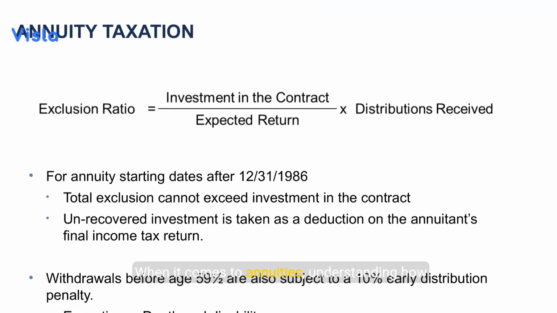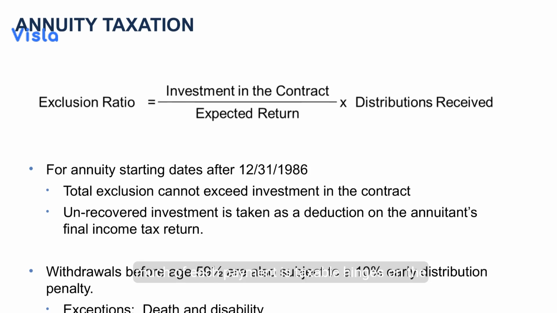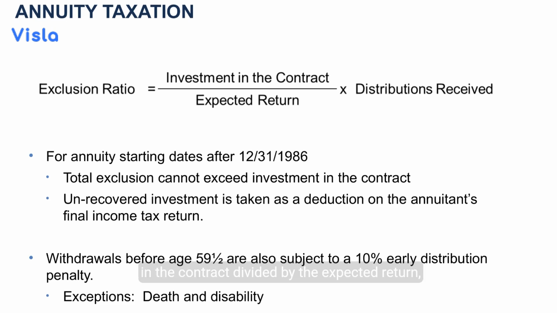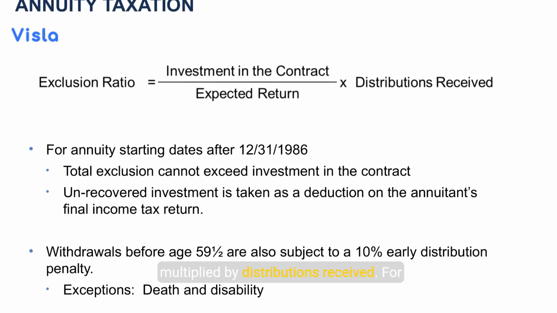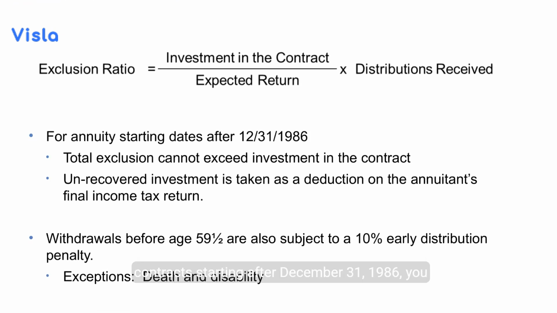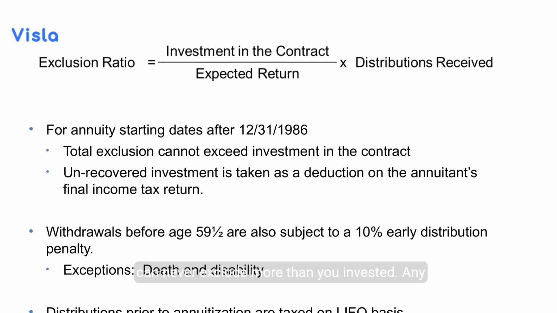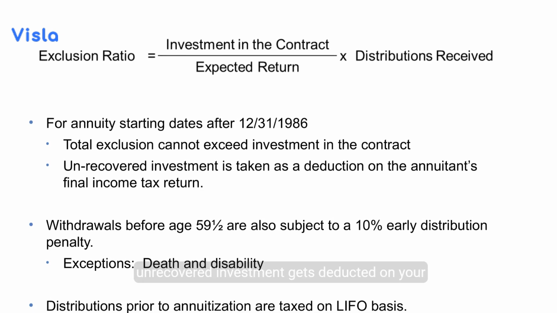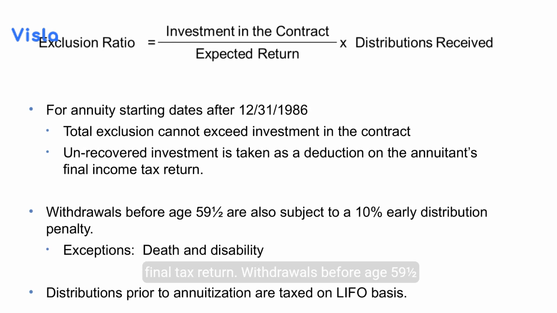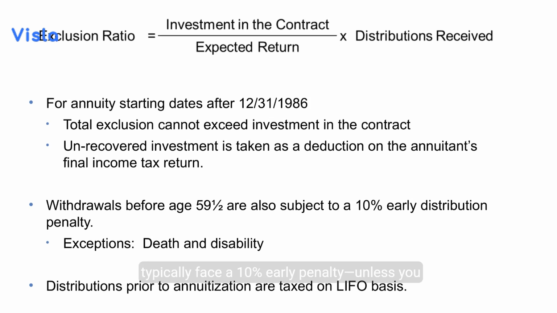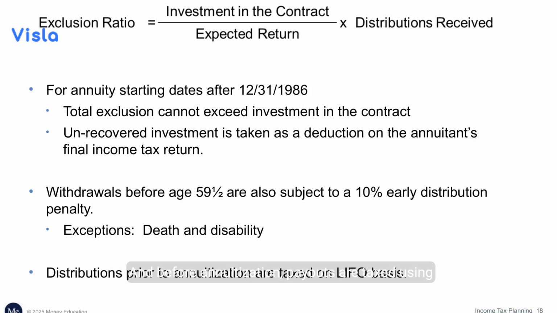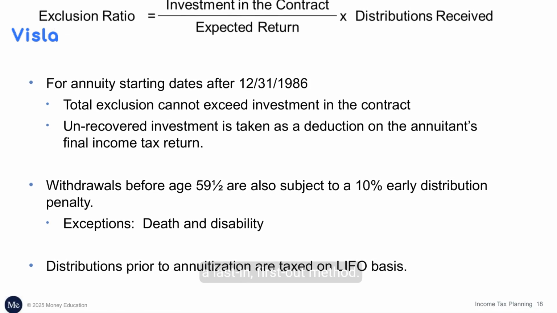When it comes to annuities, understanding how much of each payment is taxable hinges on the exclusion ratio. Simply put, it's your investment in the contract, divided by the expected return, multiplied by distributions received. For contracts starting after December 31st, 1986, you can never exclude more than you invested. Any unrecovered investment gets deducted on your final tax return. Withdrawals before age 59.5 typically face a 10% early penalty, unless you qualify for exceptions like death or disability. And before annuitization, payouts are taxed using a last-in, first-out method.